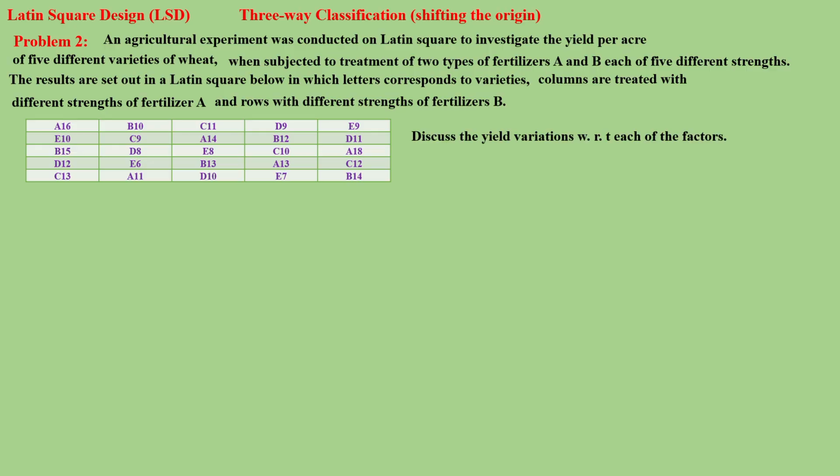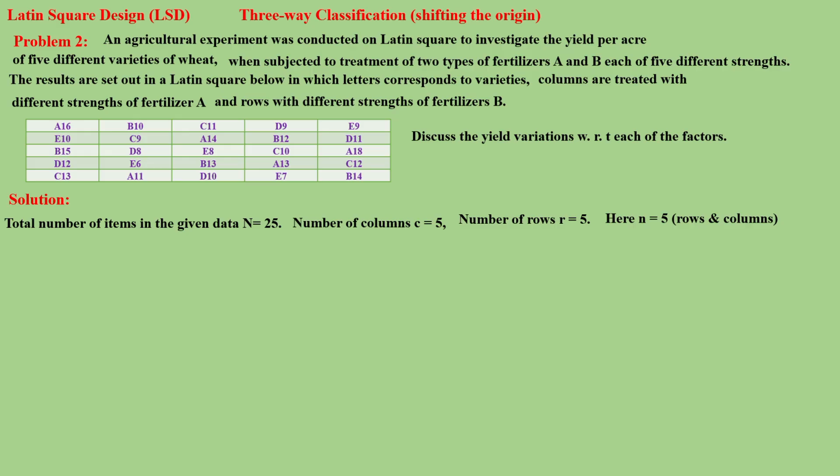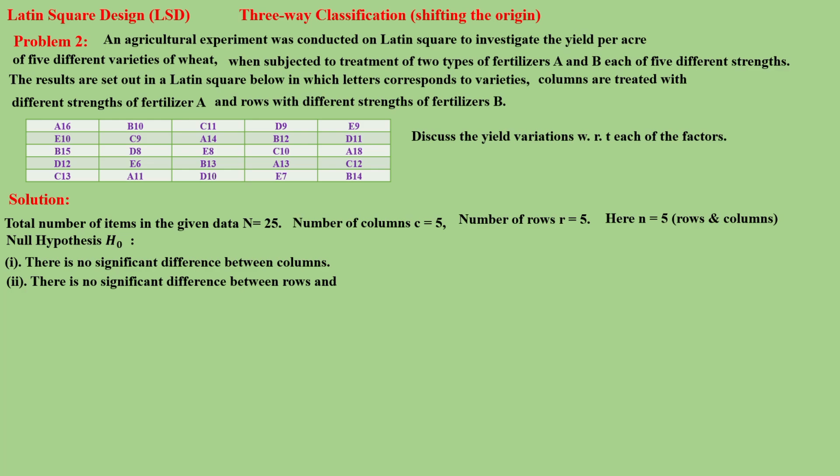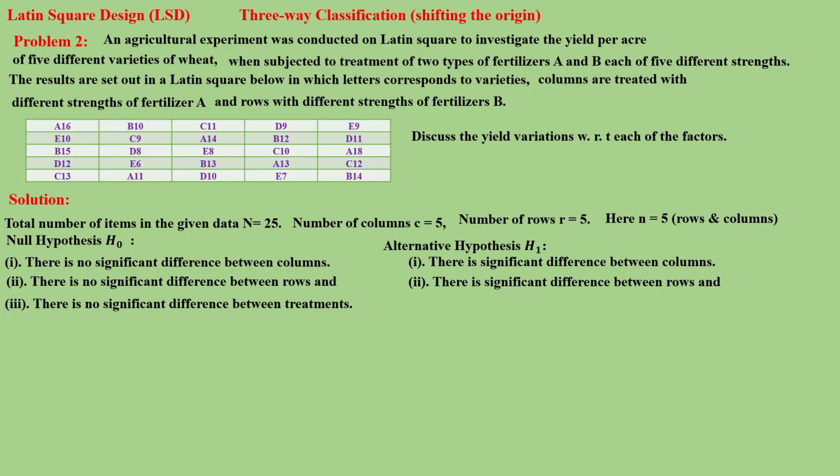So discuss the yield variation with respect to each of the factors. Total number of items n is equal to 25. So number of columns and number of rows is equal to 5. Null hypothesis: there is no significant difference between columns, rows, and letters. Alternate hypothesis: there is significant difference between columns, rows, and treatments.